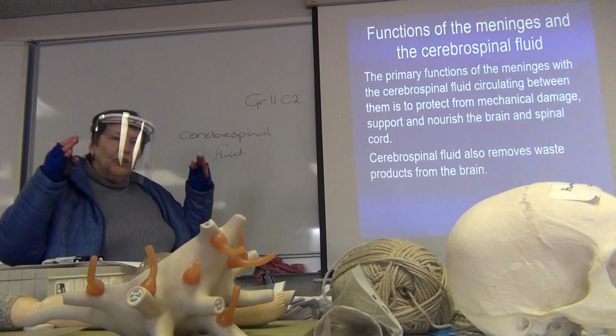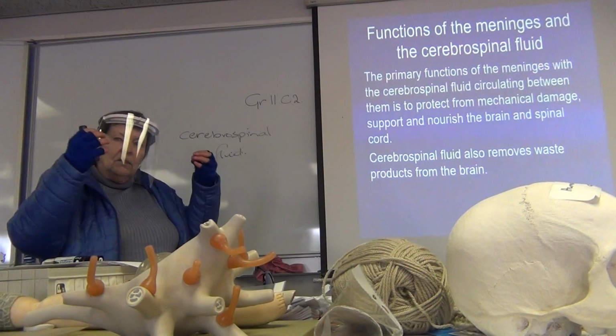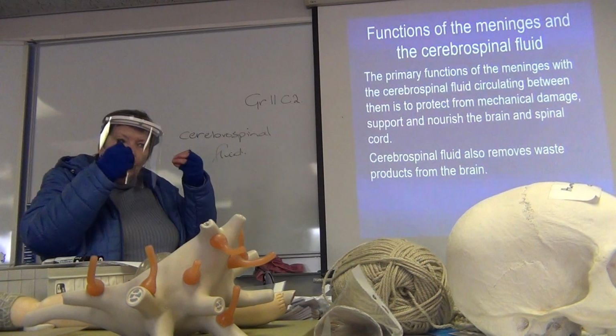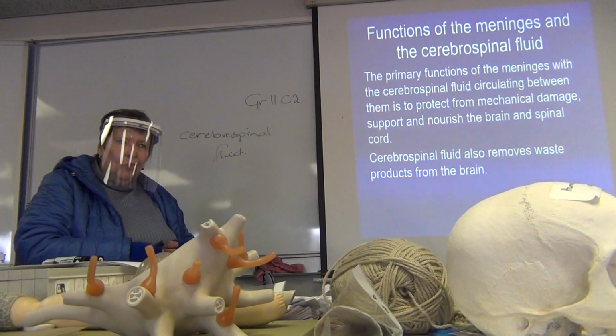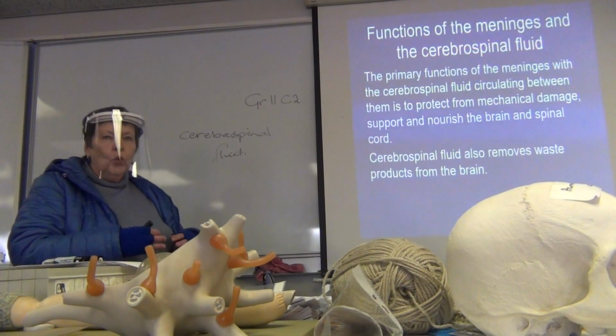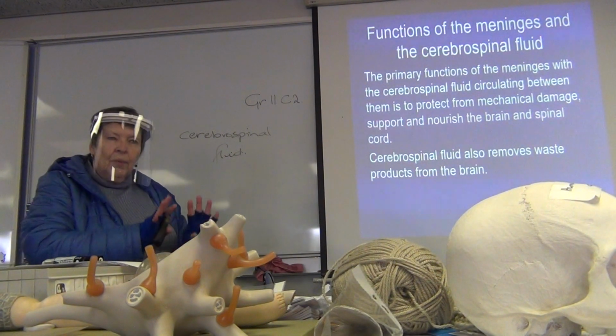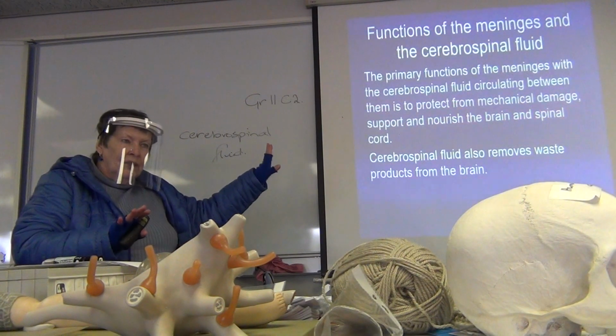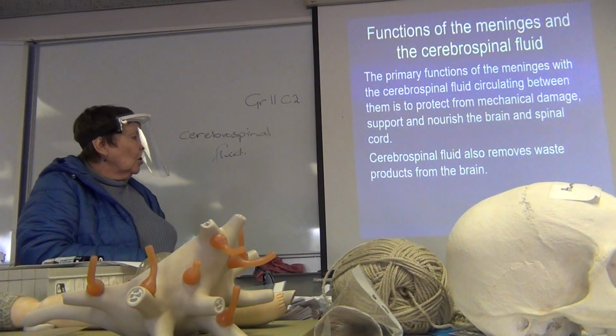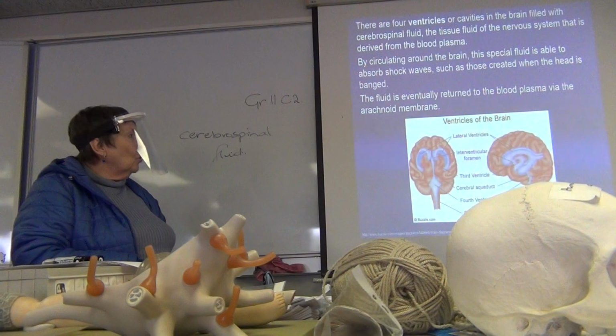In other words, because it contains the blood vessels, oxygen and nutrients will diffuse from the blood vessels into the cerebrospinal fluid and into the brain or the spinal cord, and carbon dioxide and waste will diffuse in the other direction and be taken away by means of those blood vessels. Okay, so that's the importance of that.